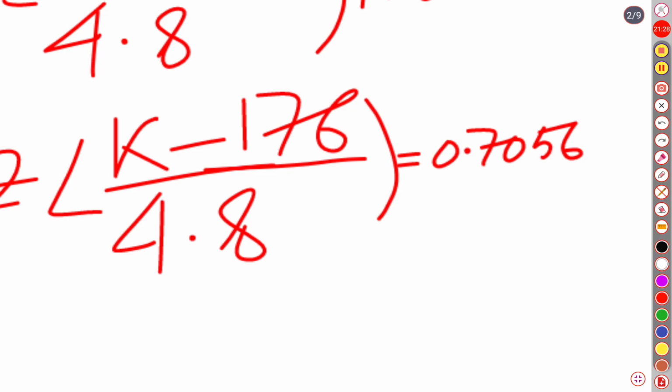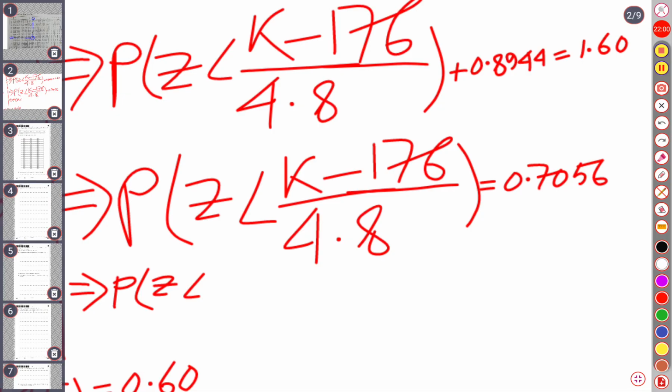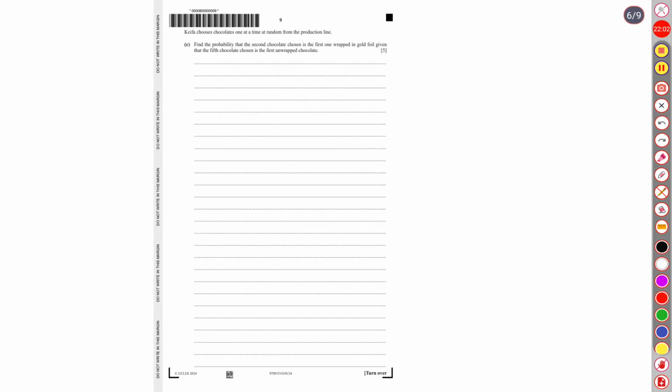Okay, so for this probability we will find the corresponding z-score. Let us write probability of z less than, 4.8 is the denominator, sorry, we don't write this. We are going to find the corresponding z-score for this probability. Okay, let us find the probabilities. 0.7056. For this we will find our normal distribution table.